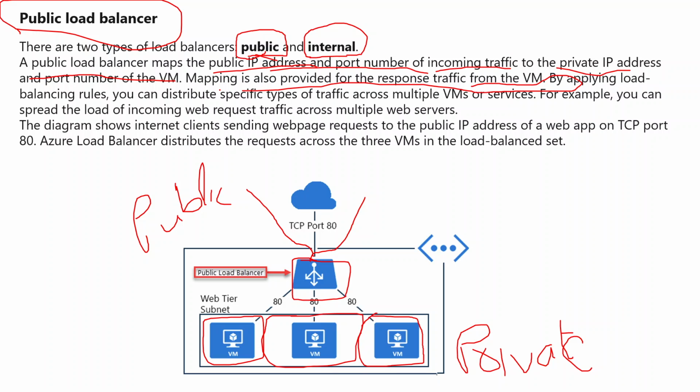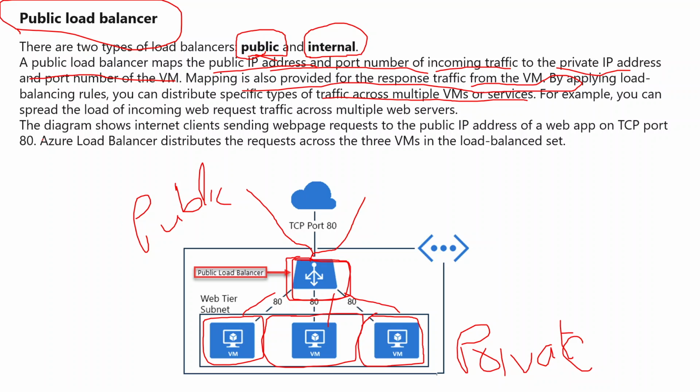And by applying the load balancing rules you can distribute specific types of traffic across multiple services and VMs. So if you apply this load balancer you can distribute the traffic. You will be distributing the traffic based on the round robin method. First the traffic will go to VM1, then it will go to VM2, and then to VM3. So it will follow the round robin method in a sequential manner.